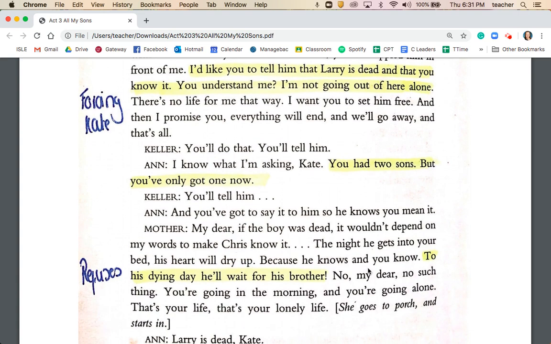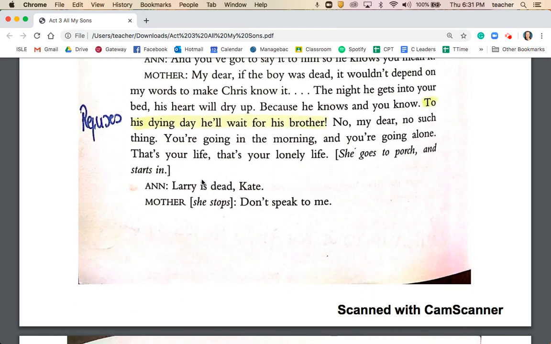And again, even in this late part of the play in Act 3, Kate is refusing to acknowledge that. To his dying day, he'll wait for his brother. So she says that, referring to Chris, of course, that Chris will not accept that his brother is dead. And Anne just keeps repeating, Larry is dead, Kate.